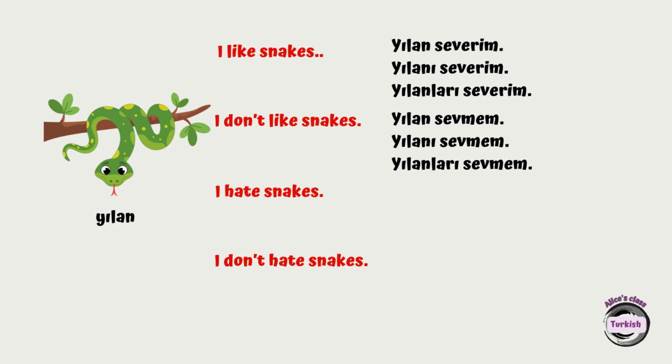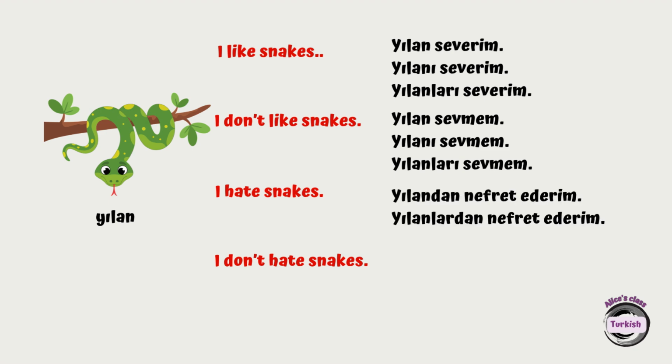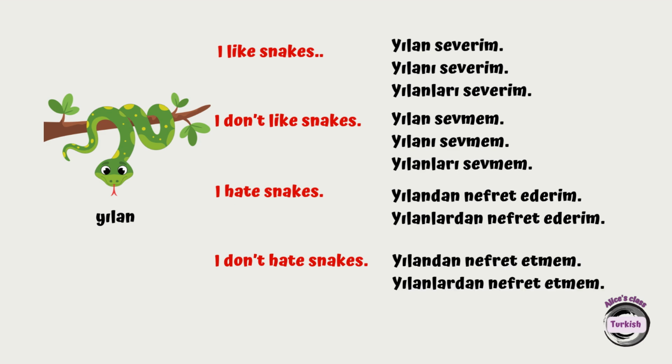I hate snakes. How do we say that? So yılandan nefret ederim, singular noun, but den dan noun case attached. Or plural noun, yılanlardan nefret ederim. I don't hate snakes. So nefret ederim is going to change to nefret etmem. So yılandan nefret etmem. Or yılanlardan nefret etmem. Again, we can use singular or plural nouns, but each time we're going to attach den dan noun case.